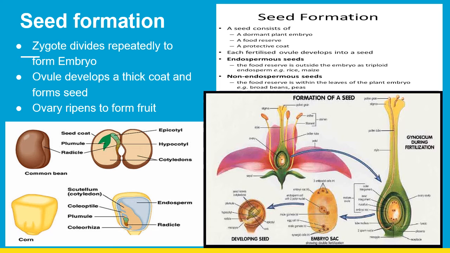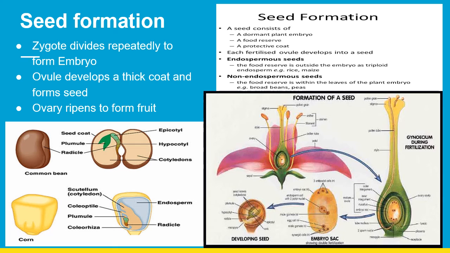So once fertilization takes place, the zygote will be formed, and this zygote divides repeatedly to form the embryo. And ovules develop a thick coat and form seeds, which are embedded inside the ovary, and the ovary ripens to form the fruit. So here the seed formation takes place. A seed will contain a dormant plant embryo and will have a food reserve and a protective covering, and each fertilized ovule develops into a seed.